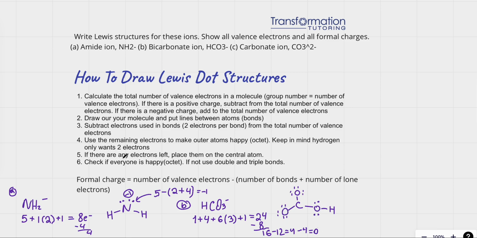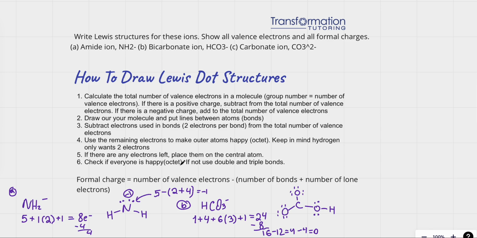Is everyone happy? So let's go ahead and check. This oxygen has 1, 2, 3, 4, 5, 6, 7, 8. Same here. This oxygen has 1, 2, 3, 4, 5, 6, 7, 8. Now let's check the carbon. Is the carbon happy? It has 1, 2, 3, 4, 5, 6. It has 6 only, but it wants to have 8. So it is not happy. It does not have an octet.